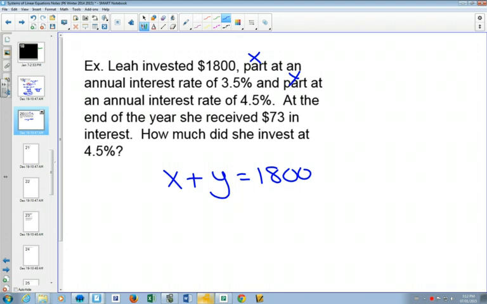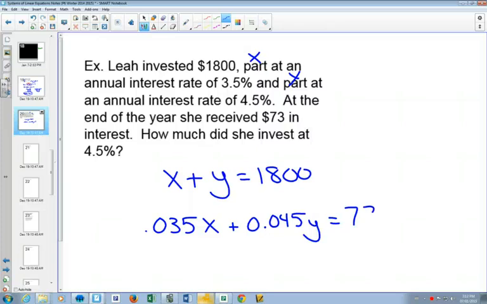Then when we take our percentage points, 3.5% as a decimal is 0.035. When I multiply that by x, that's how much interest she'll get from that part. And then if I add the interest from the other part, together those interests add up to 73. I've now made two equations with two unknowns. I'll call this equation 1. I'll call this equation 2.